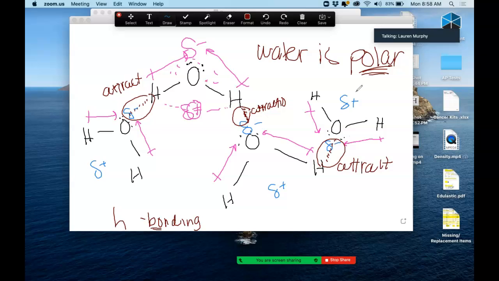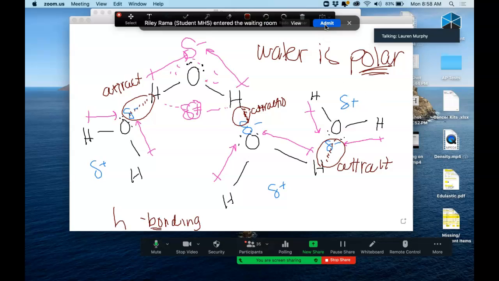This is what causes hydrogen bonding. The fact that a water molecule is polar and there's an entire region of it that is partially negative and another region of a water molecule that's partially positive, and they attract each other. So polarity is what causes hydrogen bonding to happen. Well, it is partially what the cause is.